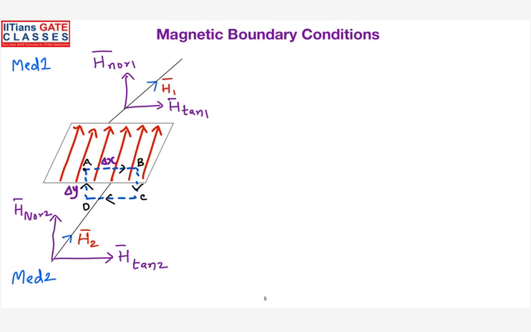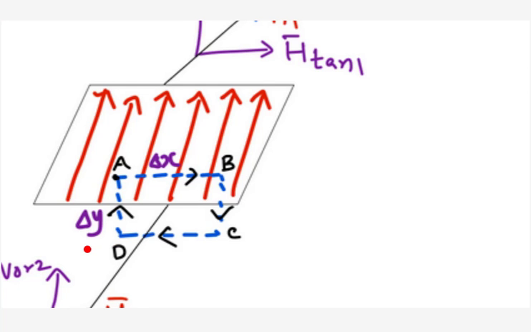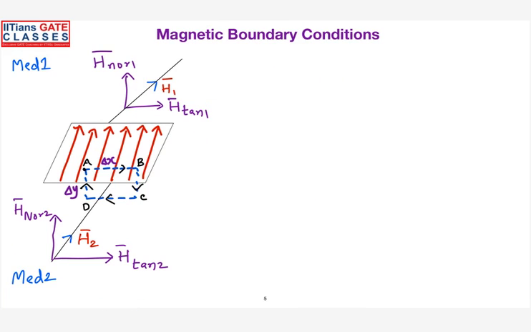So when you resolve the magnetic field intensity in medium 2, this is my tangential component, which is parallel to the sheet, and this is my normal component, which is perpendicular to the sheet. Similarly, H1 can also be resolved parallel to the interface and perpendicular to the interface. When it is parallel to the interface, you call it a tangential component, and when it is perpendicular to the interface, you call it a normal component.